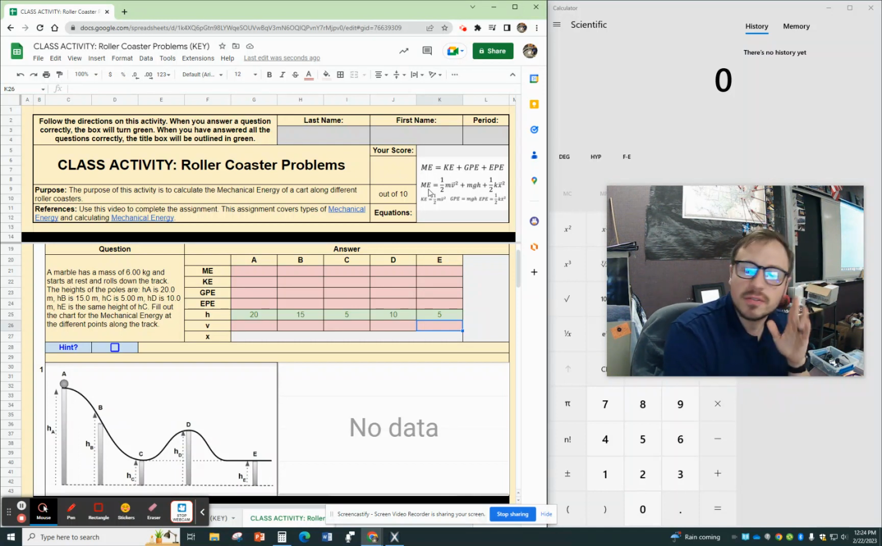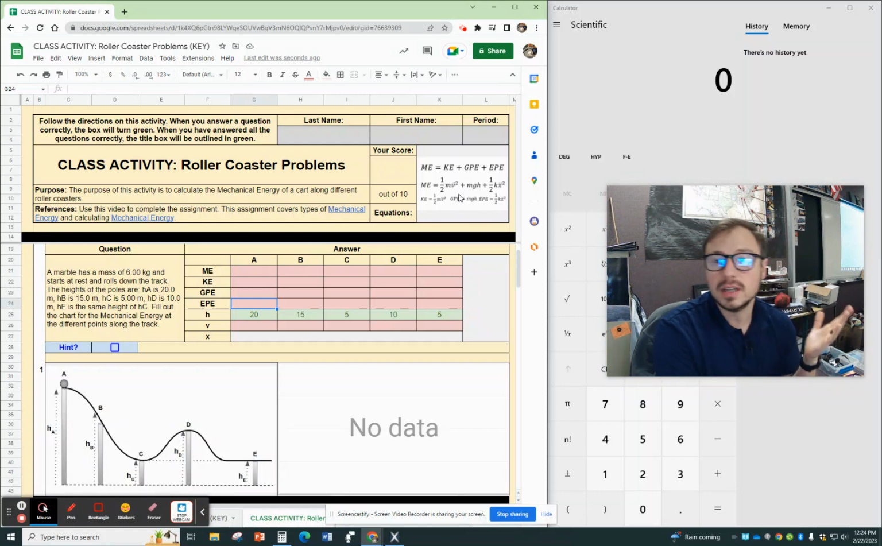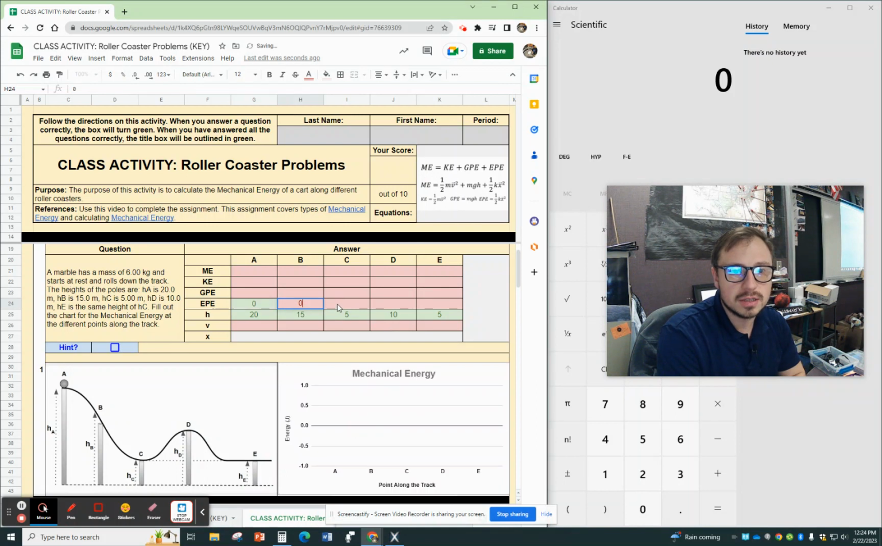All right, so the first thing I want to do is look at point A. Actually, before I do that, I can just calculate the elastic potential energy. You can see the equations are up here. I don't have any elastic potential energy. Nothing's being stretched or compressed, so I get 0, 0, 0, 0, 0. There are some problems where the marble compresses a spring, but I'm not going to have that here.